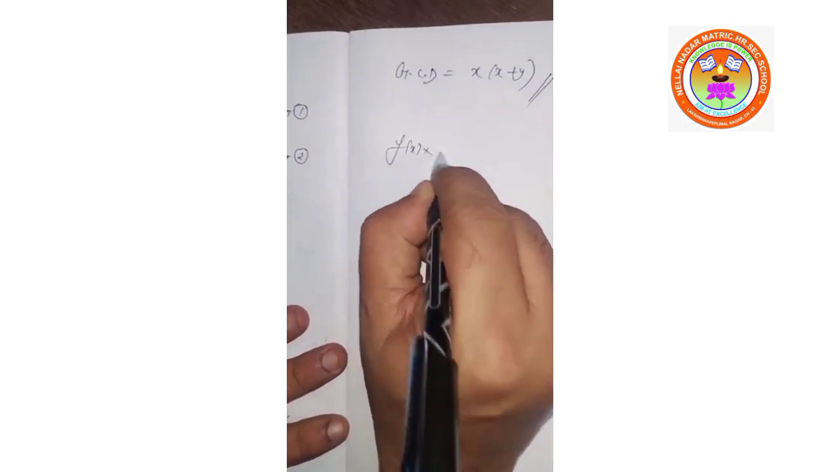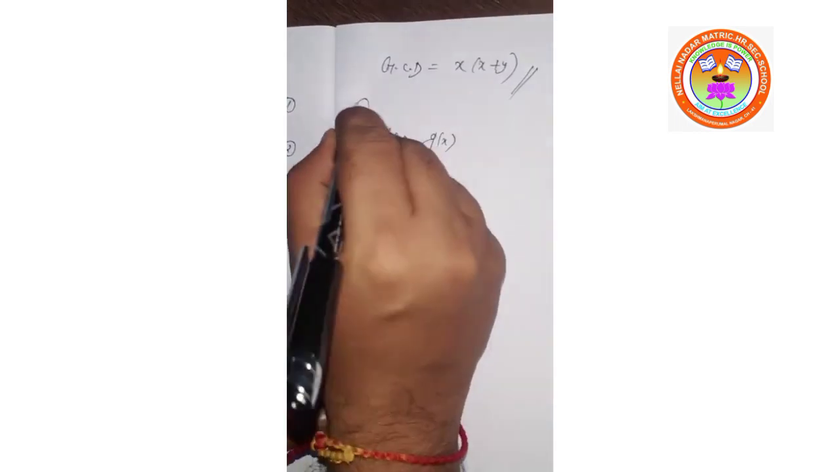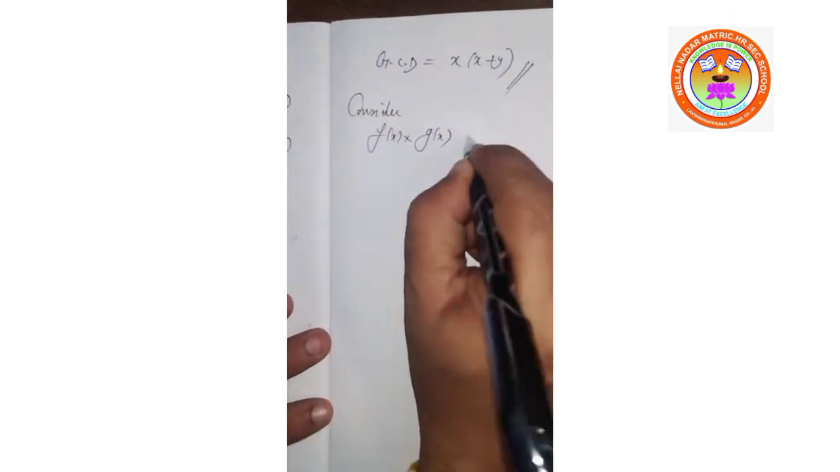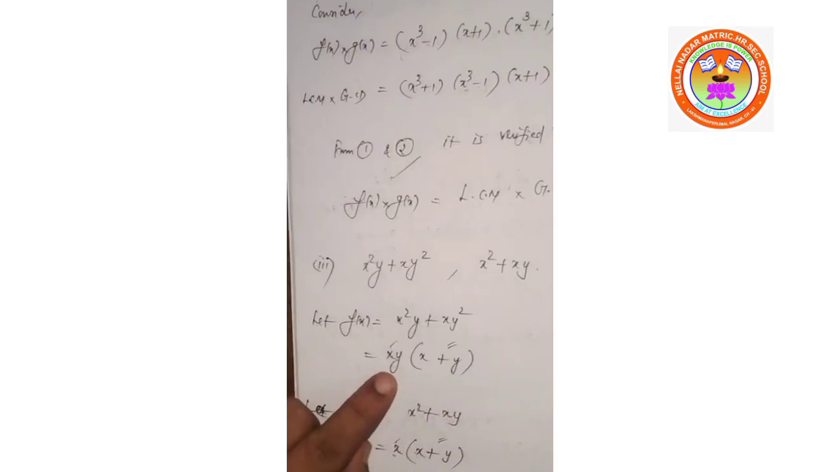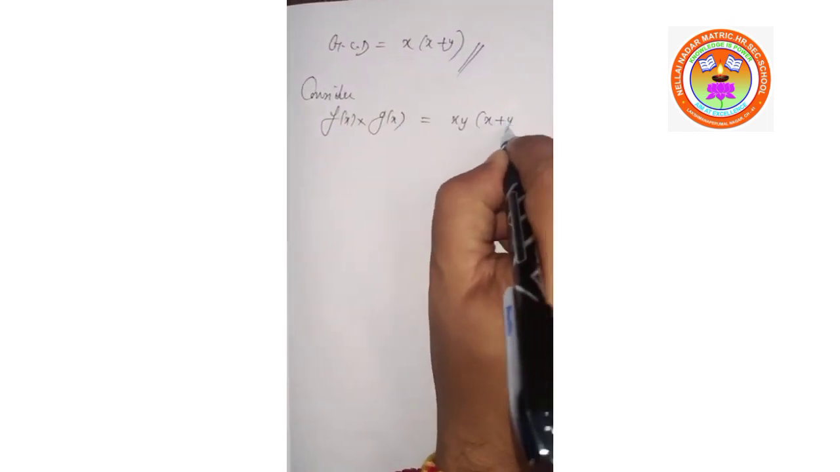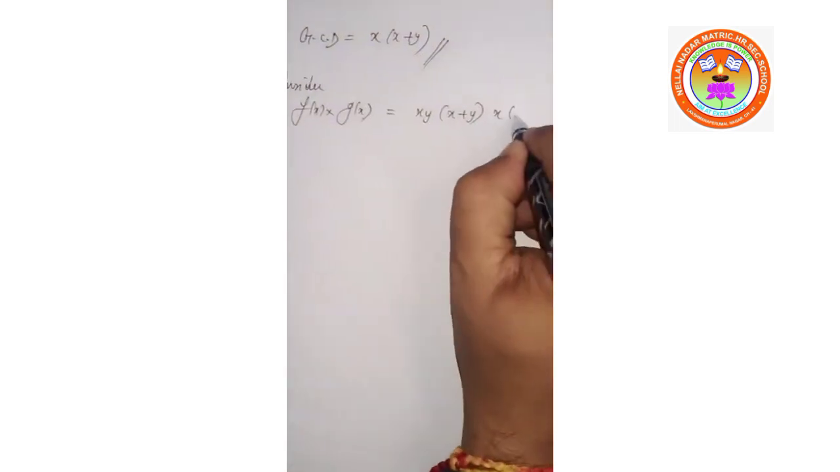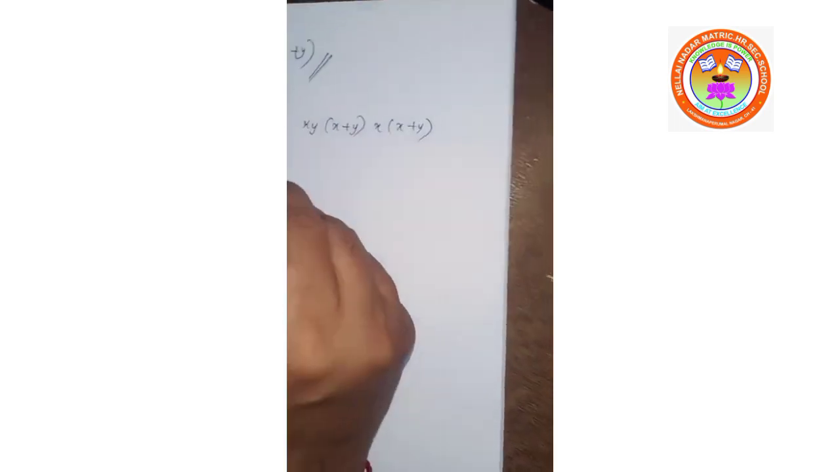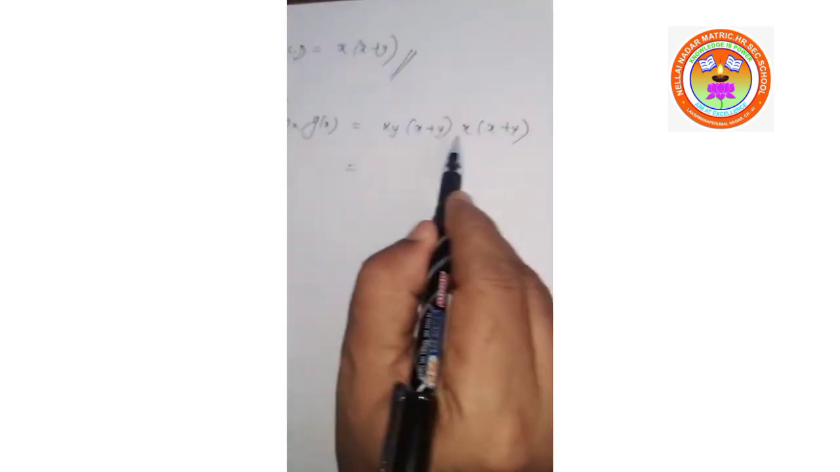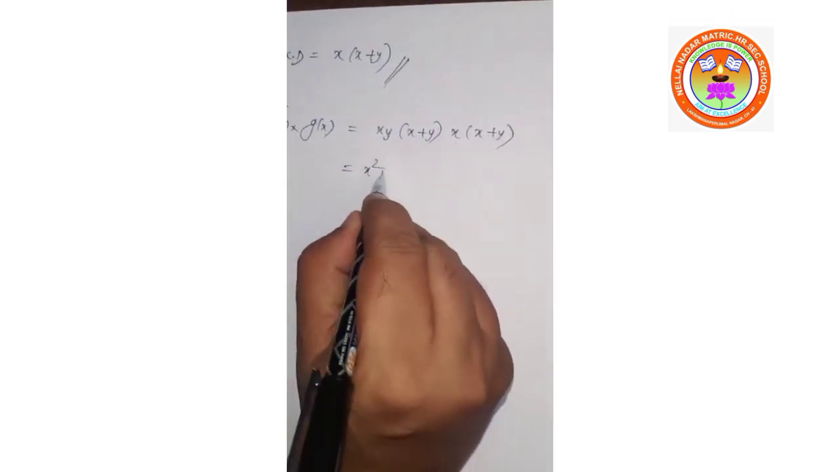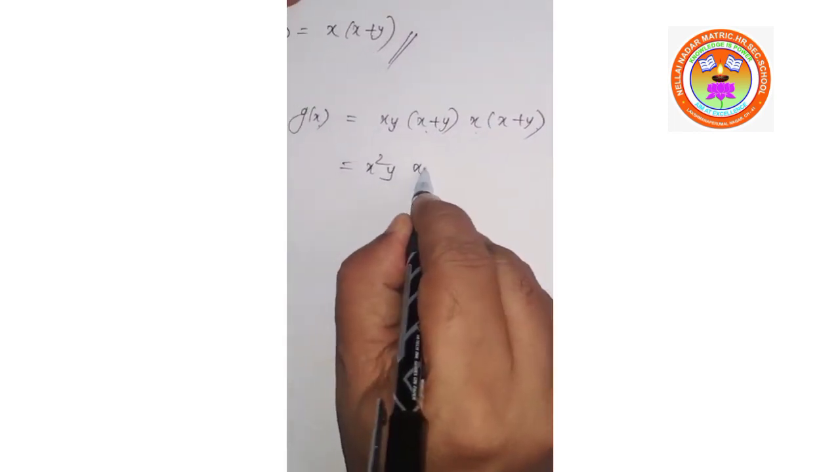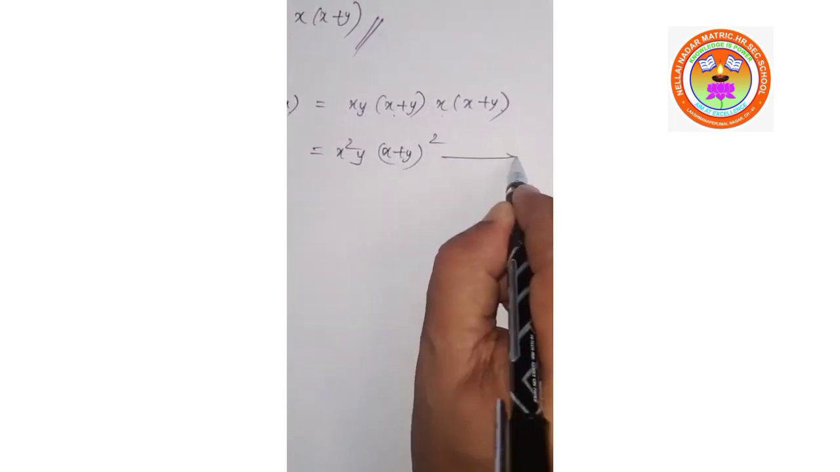After that, you have to verify f of x and g of x equals LCM into GCD. So consider f of x, here it is, what is it? xy into x plus y. g of x, here it is, what is it? x into x plus y, that is equal to x into x, x squared, then y, x plus y into x plus y is x plus y the whole square, that is number 1.